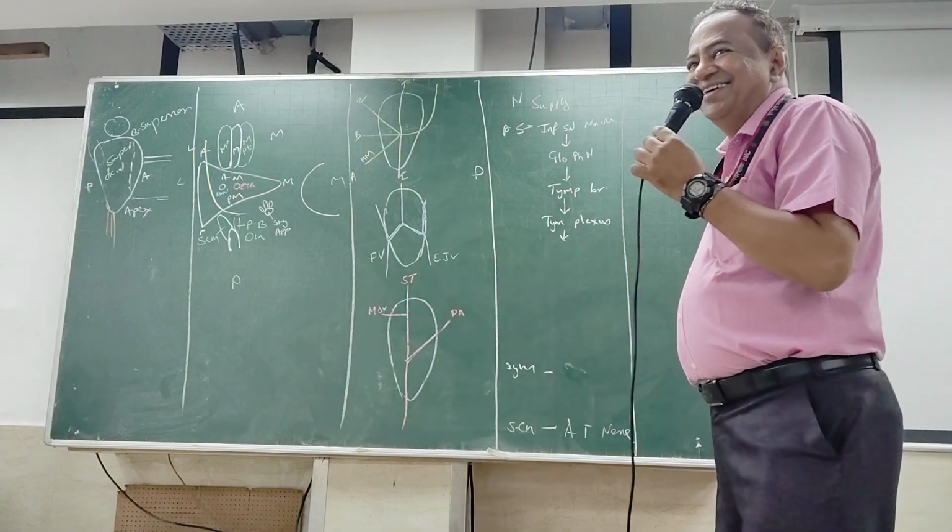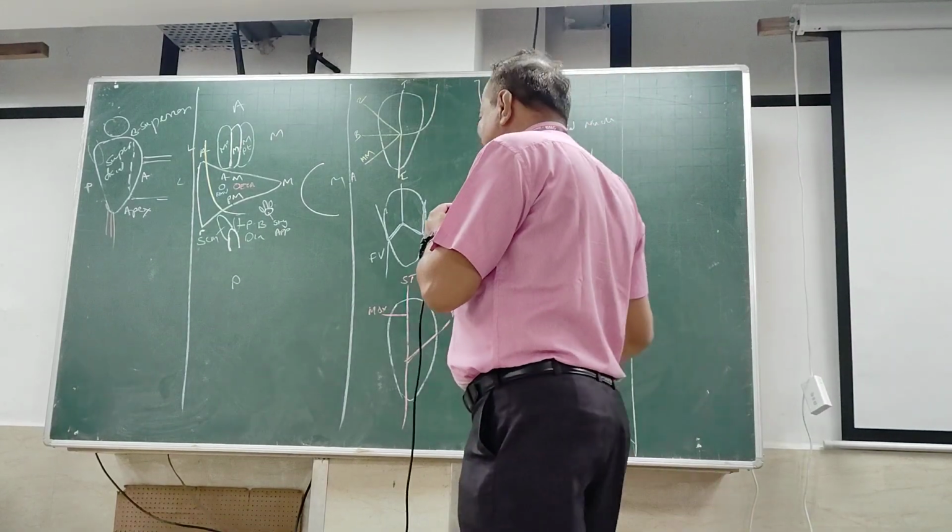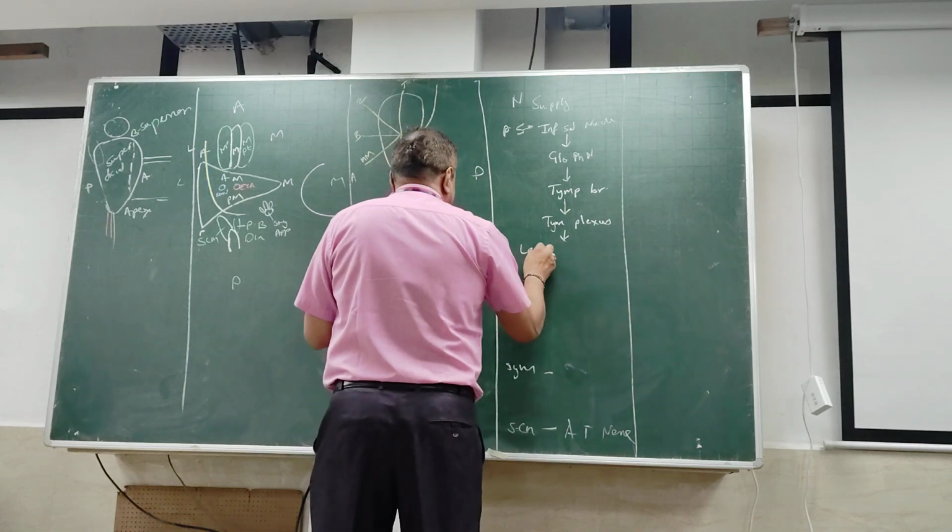From this tympanic plexus arises a nerve called lesser petrosal nerve.